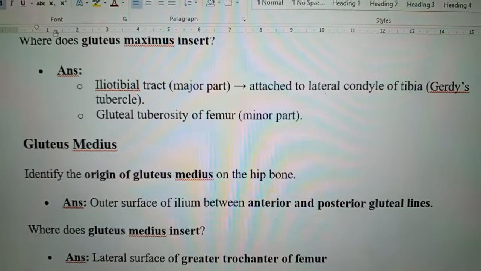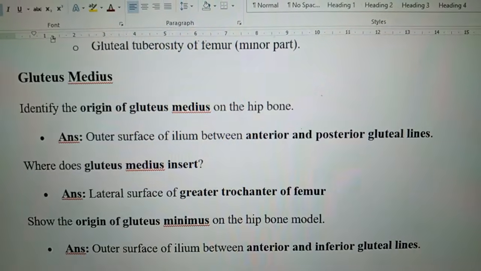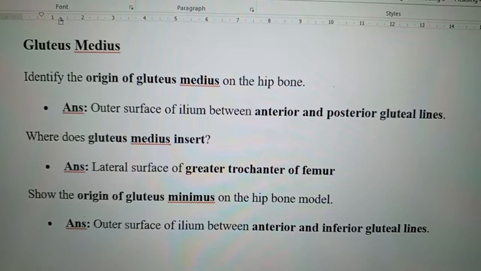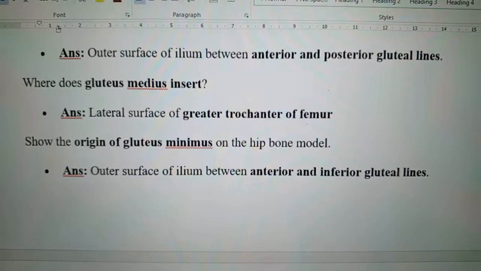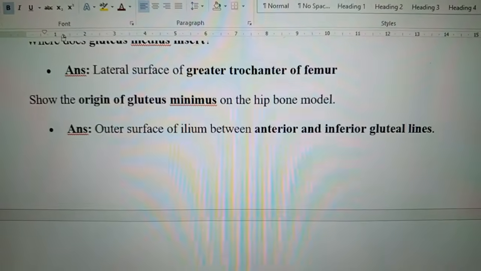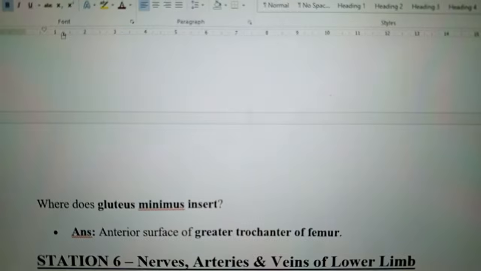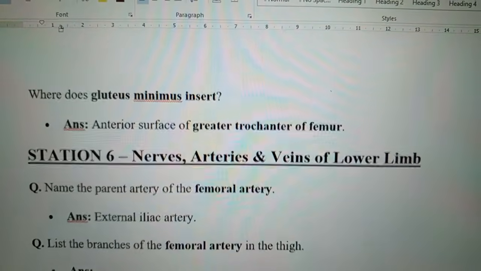Gluteus medius origin is on the outer surface of the ilium between the anterior and posterior gluteal lines. Where does the gluteus medius insert? On the lateral surface of the greater trochanter of the femur. Show the origin of the gluteus minimus on the hip bone model: outer surface of the ilium between the anterior and inferior gluteal lines. Where does the gluteus minimus insert? Anterior surface of the greater trochanter of the femur.